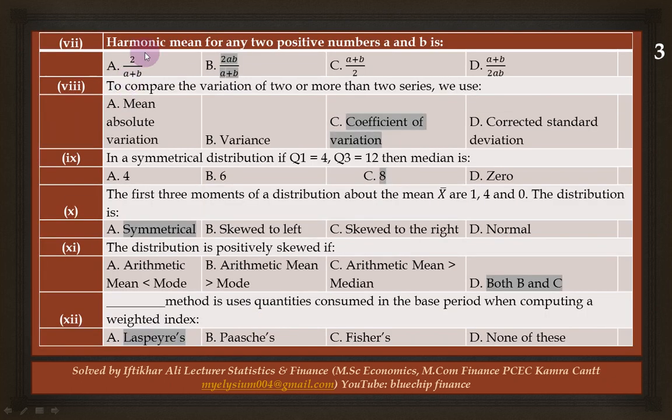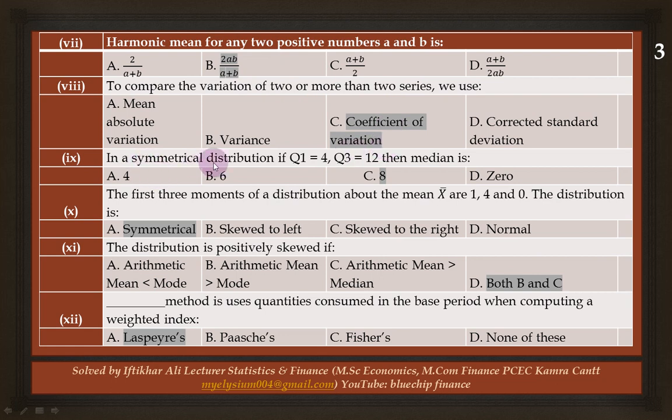Seventh objective, that harmonic mean for any two positive numbers a and b is always equal to 2ab divided by a plus b. So the correct option is B. Eighth objective, to compare the variation of two or more than two series, we use coefficient of variation.